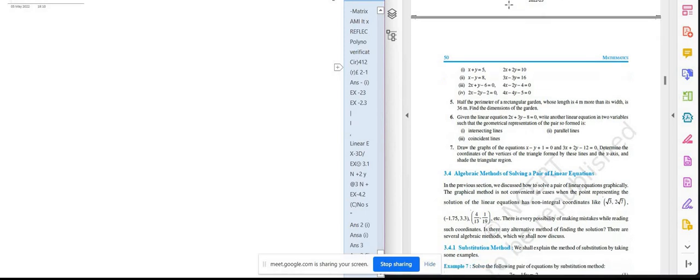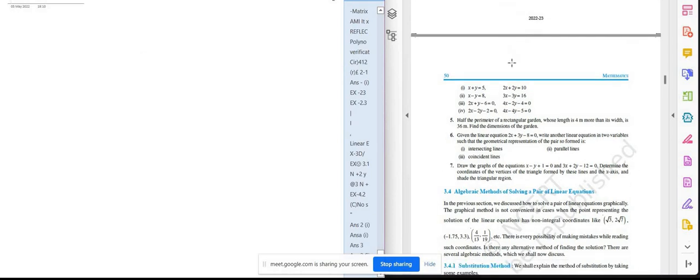So already we have learned how we can draw the graph. So I am doing question number 4 second. Here the question is, which of the following pairs of linear equations are consistent or inconsistent? If consistent, obtain the solution graphically. If consistent, then you have to find the solutions graphically. Otherwise, if inconsistent, no need to draw. So answer 4.